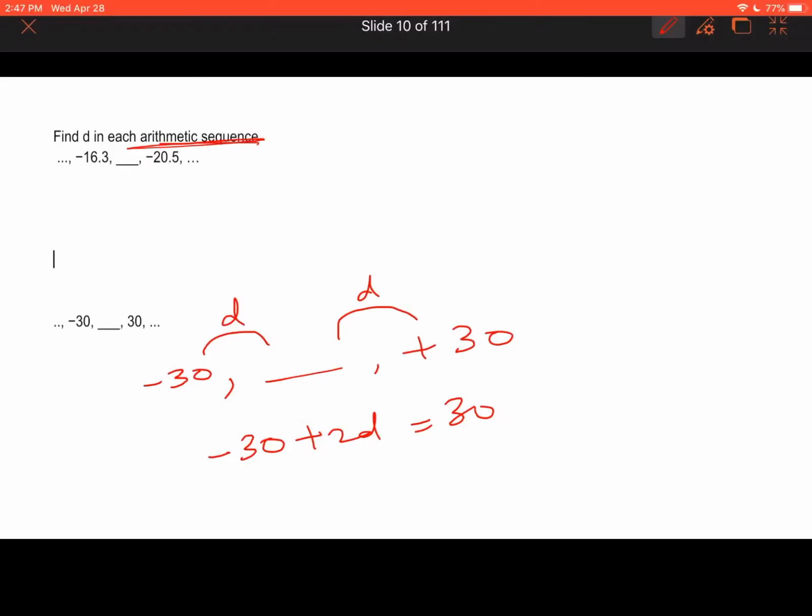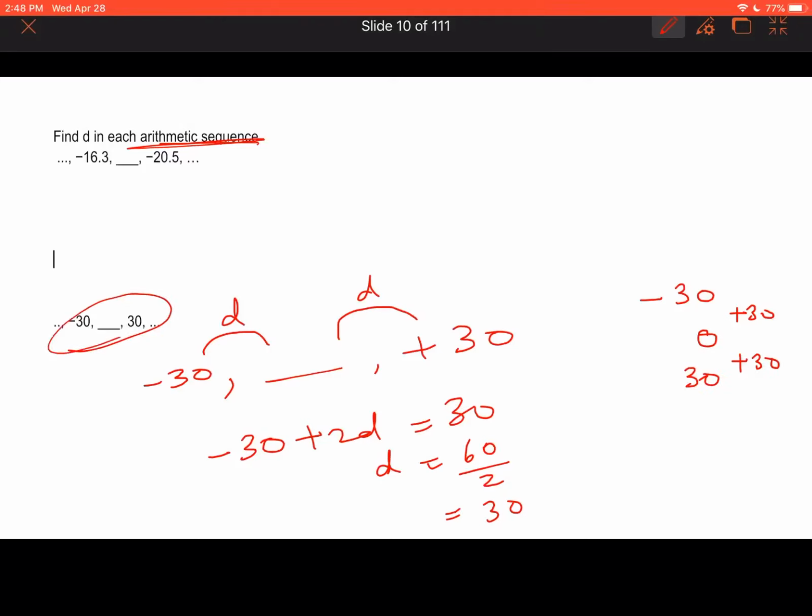Okay, this way we can find the value of D. Now let us check. The value of D is minus 30. So if the first term is minus 30, then adding 30 to it, I'll get the second term as 0. By adding 30 to that, I'll get the third term as 30, right? So that is the sequence we have got. So the answer is D is 30, right?